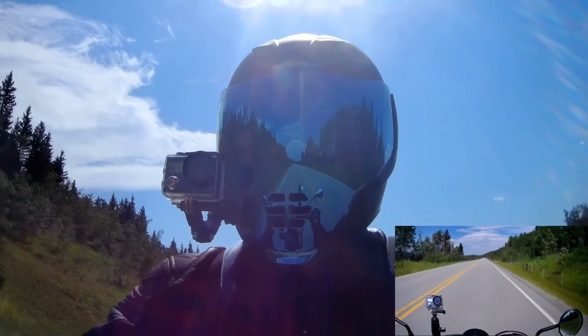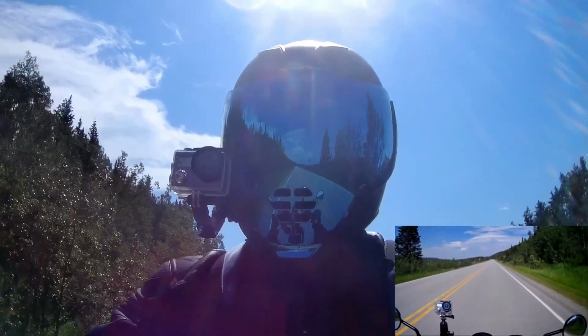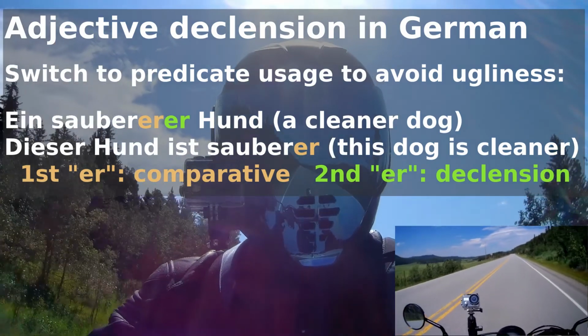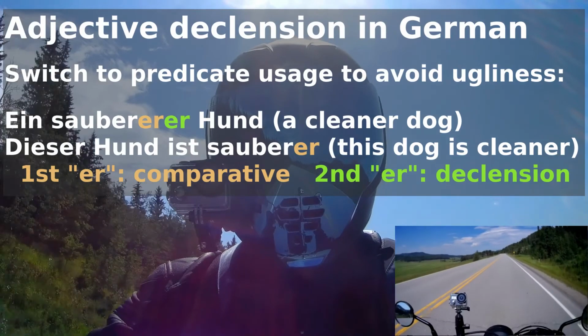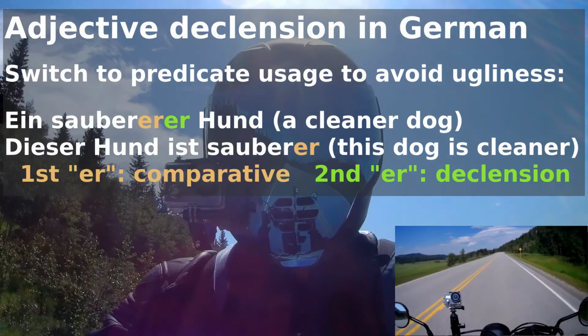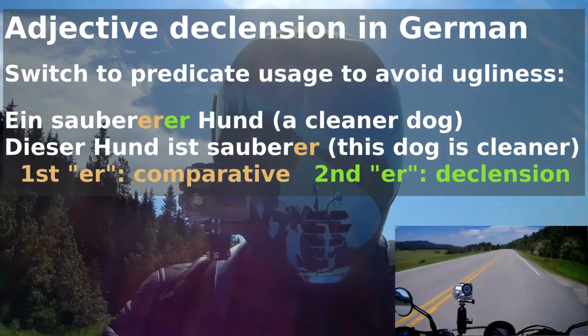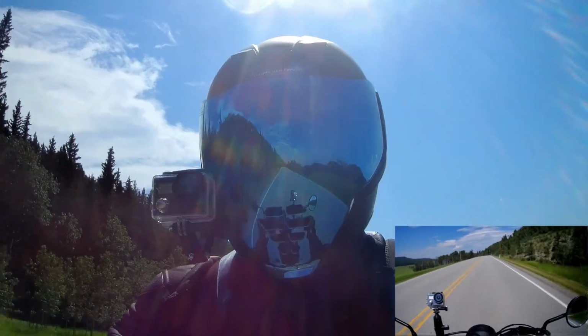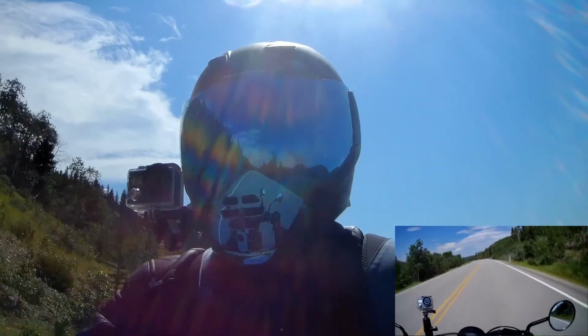Good Lord, that's terrible. We can mitigate this a little bit by switching to the predicate style. We can say this dog is cleaner. Dieser Hund ist sauberer. Okay, we still have the doubled up ER. The first ER belongs to the adjective sauber, the second ER is the comparative, but we can forget about the declension ER because we don't do that in predicate style. So it's kind of ugly in German, but there are ways to mitigate it at least a little bit.